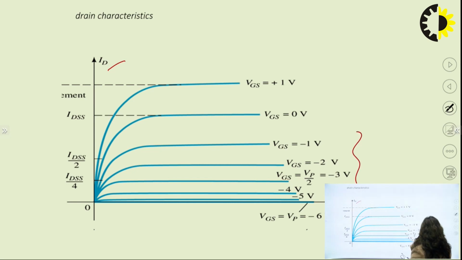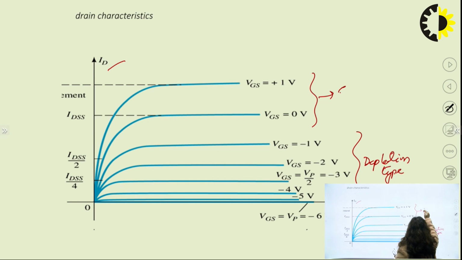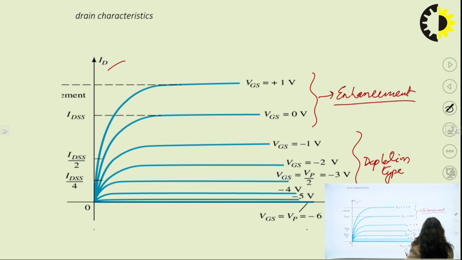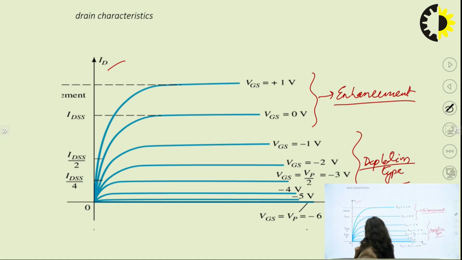So for these values, it works as depletion type, and for these values, it works as enhancement type, according to the applied voltage on the gate. Whenever you apply negative voltage to the gate, it works as depletion type, because electrons will get repelled and positive holes will get attracted towards the channel. In the enhancement type, we have to provide a positive voltage, so that more negative electrons will get attracted towards the channel. So here there is a current.